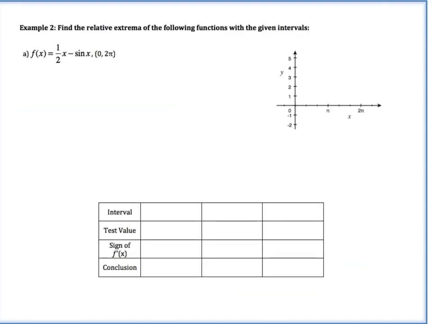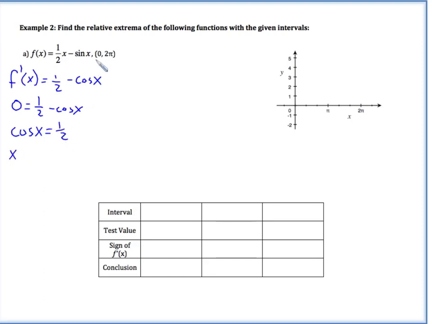Okay, so let's go ahead and find the relative extrema of this function, and we are going to use our first derivative test. So the first thing we have to do is find those critical numbers. So here we get 1/2 minus cosine x. So we need to find where this equals 0. So where does cosine x equal 1/2?